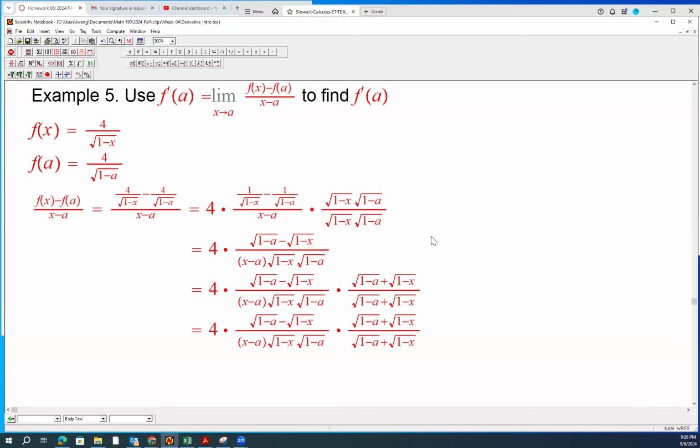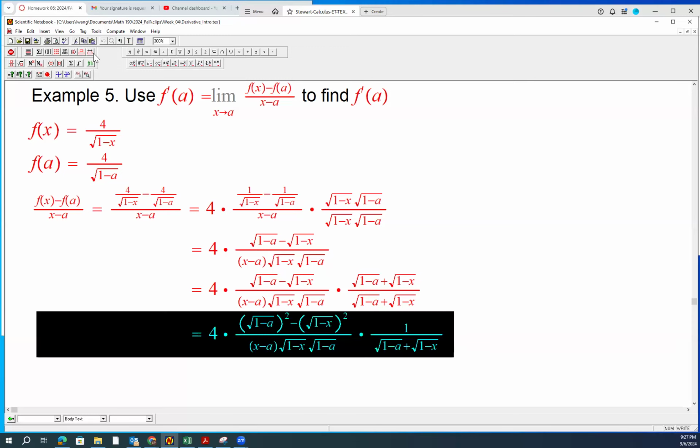Now, the denominator, you can just leave it there, actually. Yeah, sure. And these two is a minus b times a plus b again. So that's going to be a squared minus b squared. And this is just 1. Okay, we can just leave it like that. Okay? And what do we get for the next step?